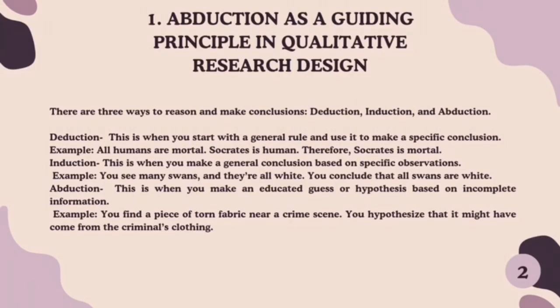Next is induction. This is when you make a general conclusion based on specific observations. The example is you see many swans and they are all white, so you conclude that all swans are white. Next is abduction. This is when you make an educated guess or hypothesis based on incomplete information. Example, you find a piece of torn fabric near a crime scene. You hypothesize that it might have come from the criminal's.